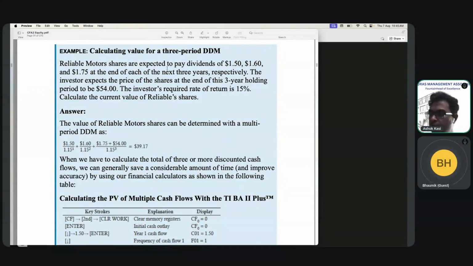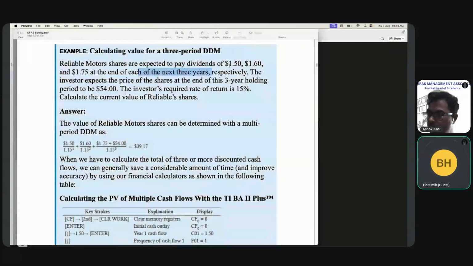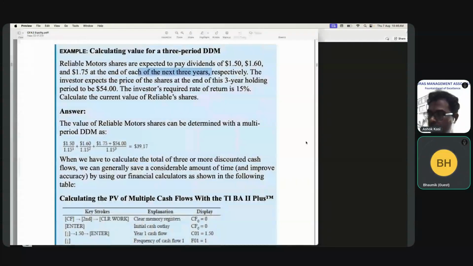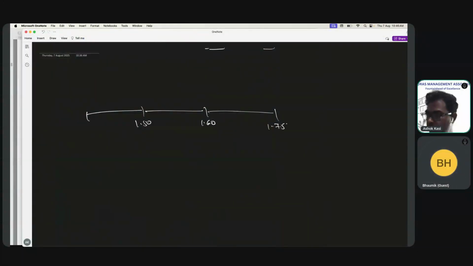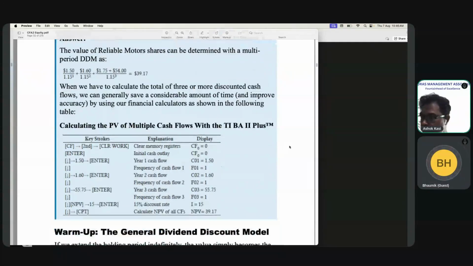See, reliable motor shares are expected to pay dividend 1.5, 1.6, and 1.75 at the end of each of the next 3 years respectively. So this is year 1, 2, 3. The investor expects this. We did this yesterday.